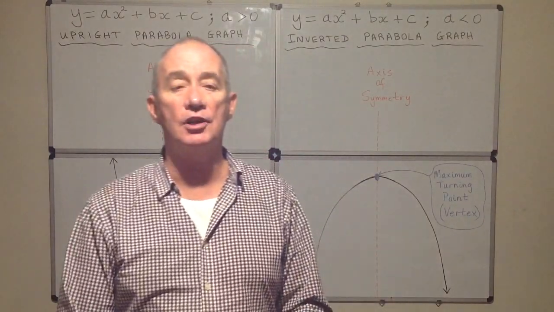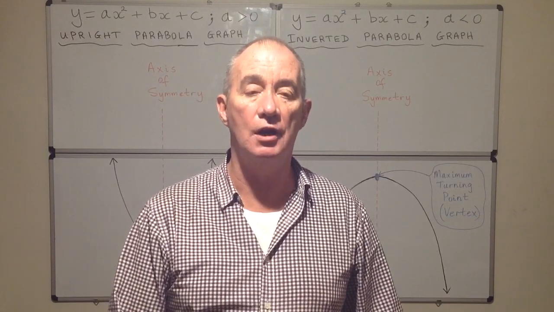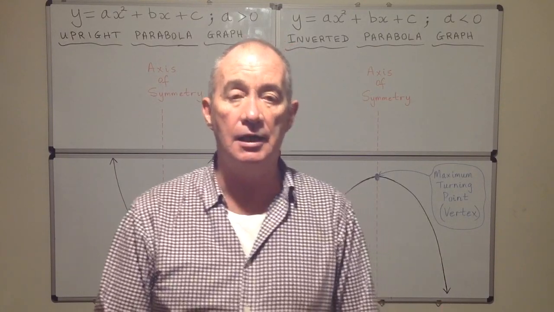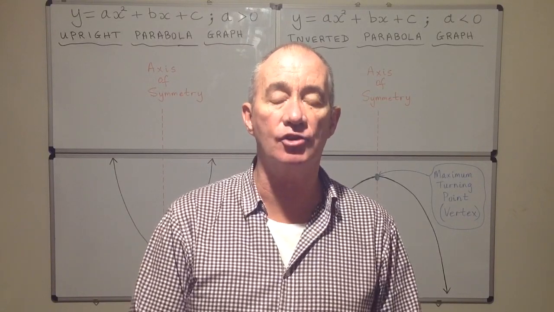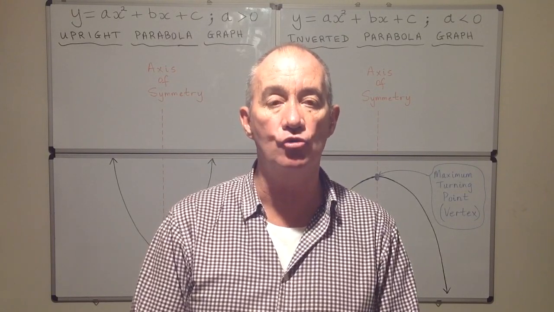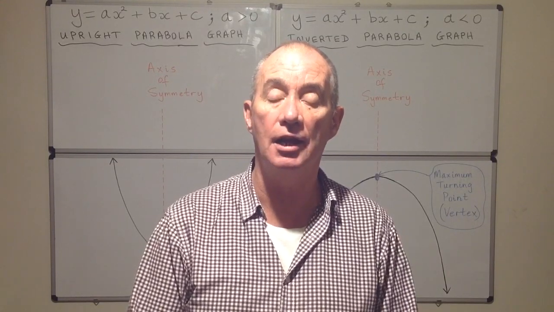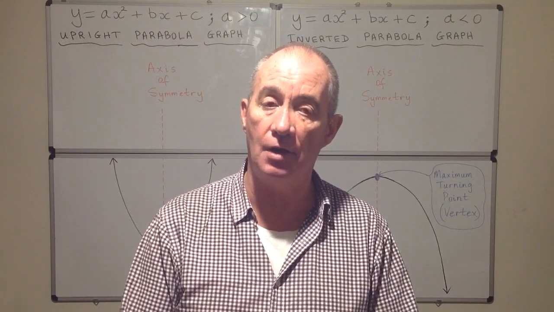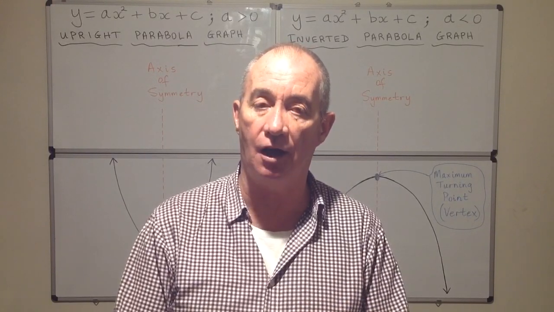Now, the second key feature of parabola curves that I want to discuss this lesson is the axis of symmetry. Now, an axis of symmetry is not part of the graph. An axis of symmetry is an imaginary straight line which can be drawn through a shape so that what's on one side of the imaginary straight line is the perfect mirror image of what's on the other side. So an axis of symmetry, it's not part of the graph, it's an imaginary straight line.